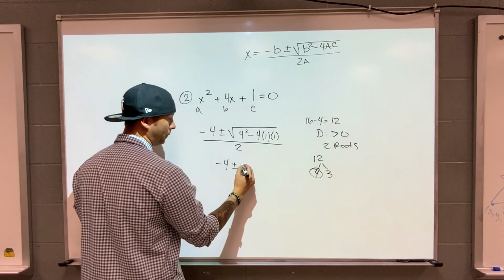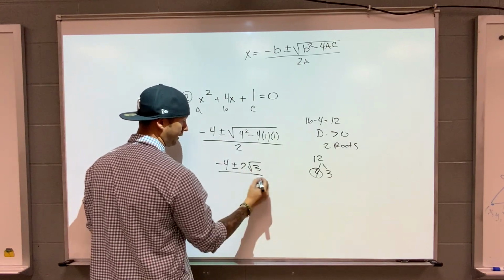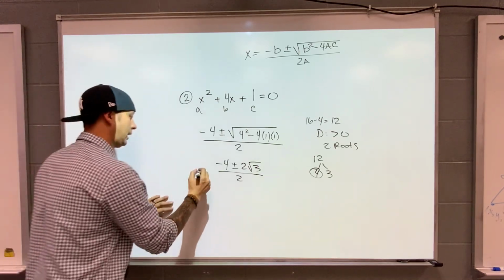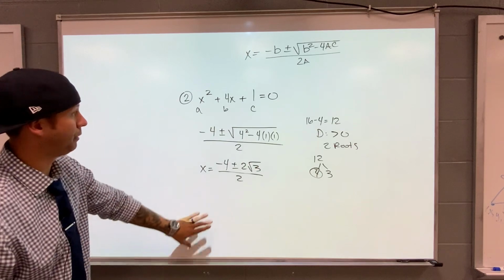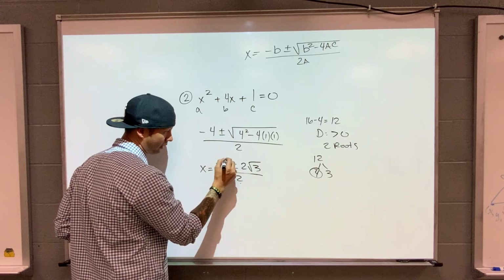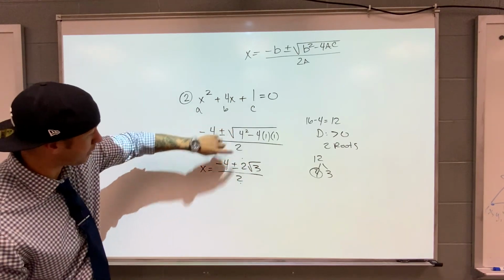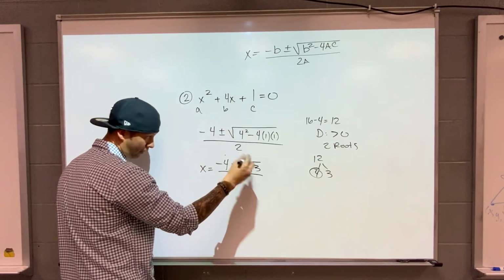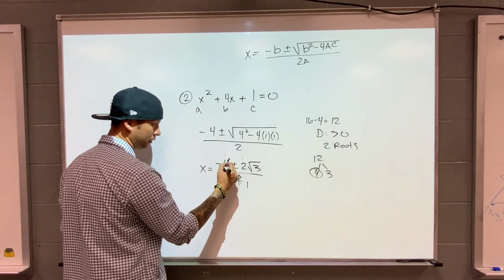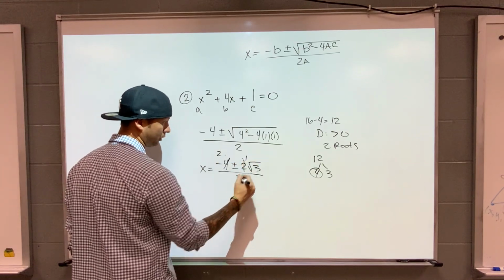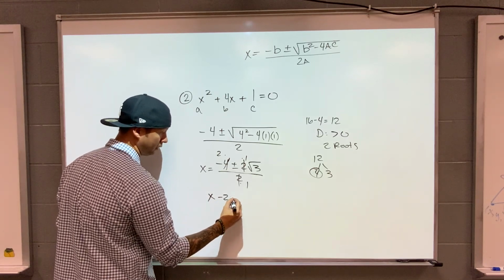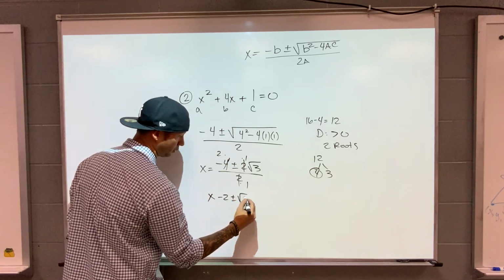So I'm going to pull out a 2: 2 root 3 all over 2. This is x equals, and this is basically the answer. We can simplify it. Notice this term and this term, so 2 terms on top, 1 term on bottom, all have a coefficient that's divisible by 2. So 2 goes into 2 once, 2 goes into 4 twice, 2 goes into this 2 once. So my 2 roots are going to be negative 2 plus or minus root 3.